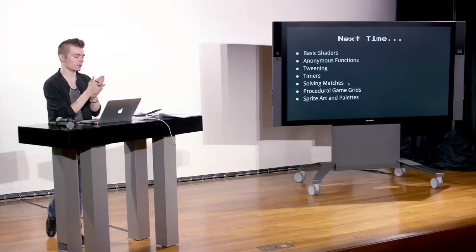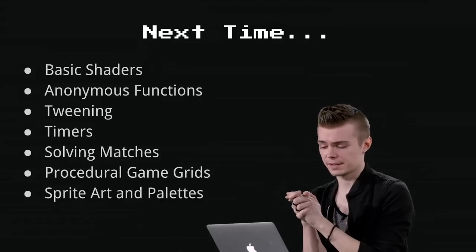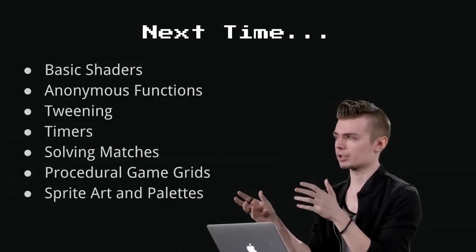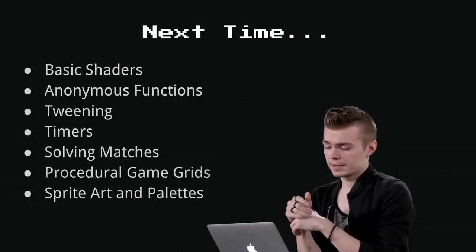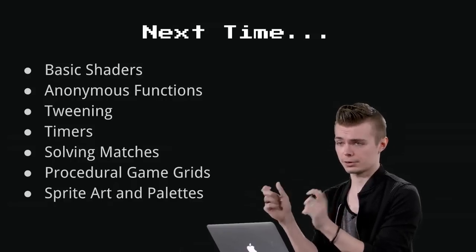Next time, we'll cover a few concepts. So basic shaders. Shaders are like little programs you can run on your graphics card to do fancy effects, but we won't go into too much detail. Anonymous functions. We've seen a lot of anonymous functions in Lua. In the context of Love, they're just functions without a name, and you can just use them as function arguments and do all sorts of cool stuff with them.